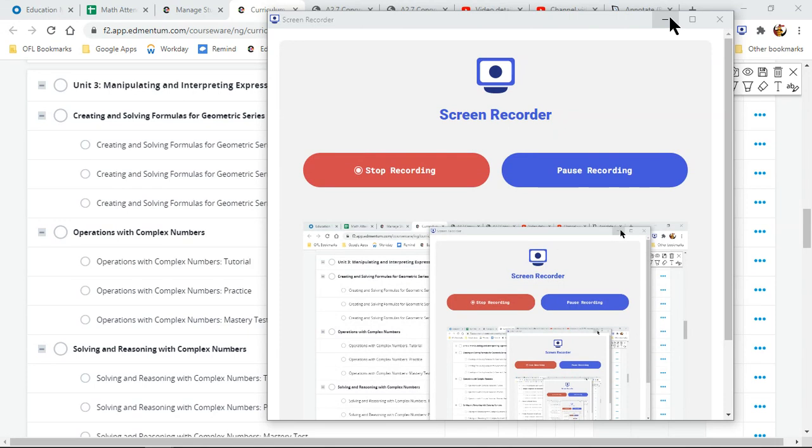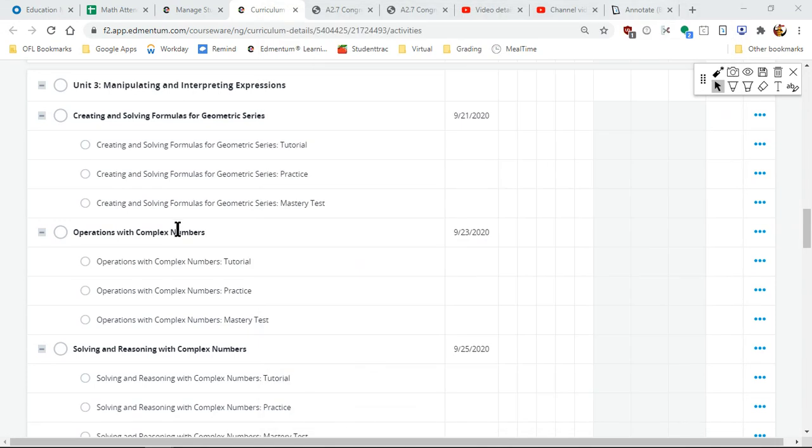All right, so let's do this. All right, so now we're going to be talking about operations with complex numbers.